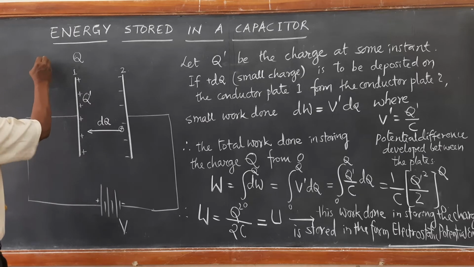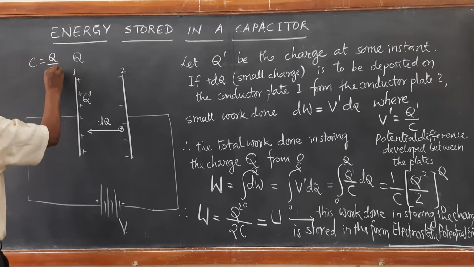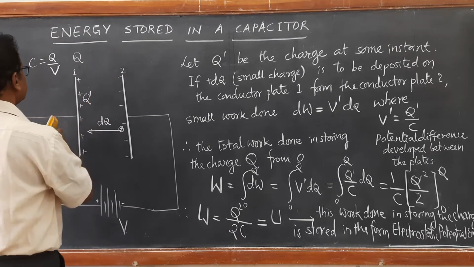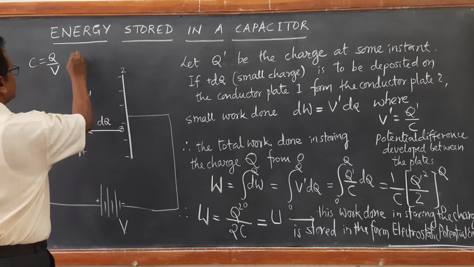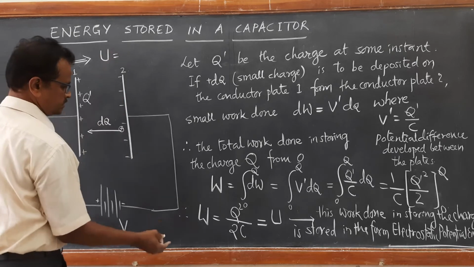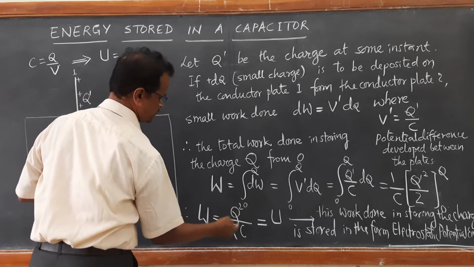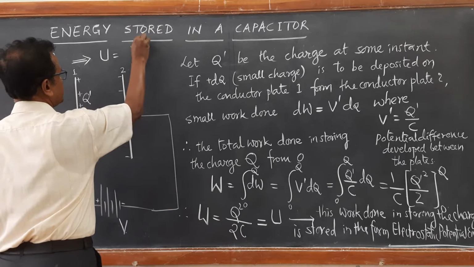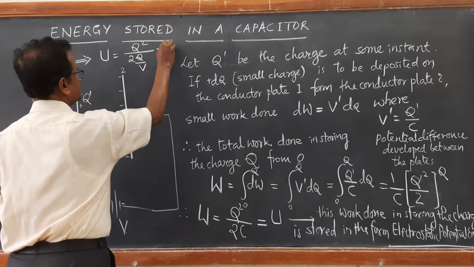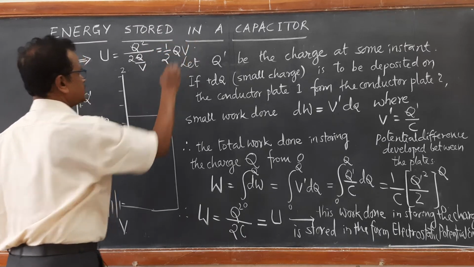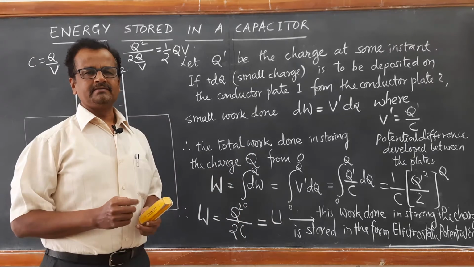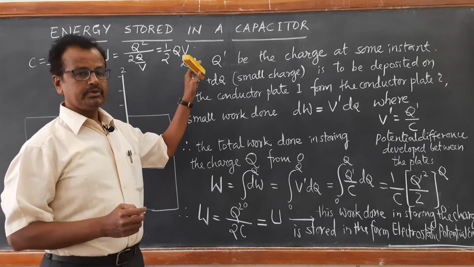You know what is C? C is equal to Q by V. If you substitute C equal to Q by V in this equation, we get U is equal to Q square by 2 Q by V. One Q cancels. So you are left with half QV. So another form of electrostatic potential energy is half QV. Right? 1 by 2 Q into V.